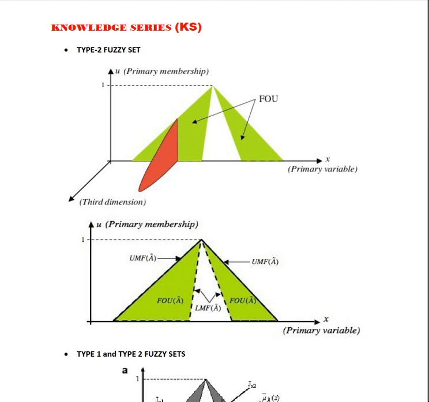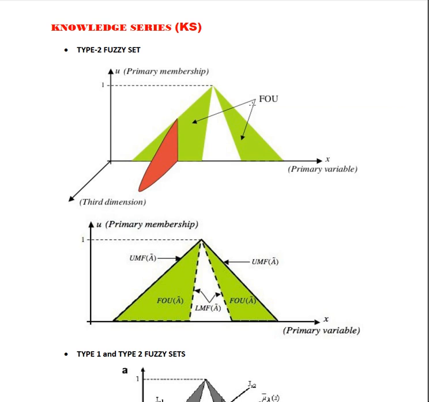So a cross section, one slice of the third dimension that has been projected from a two-dimensional domain, is called the footprint of uncertainty. The third dimension value is the value of the membership function at each point of the two-dimensional domain. That is called the footprint of uncertainty, or FOU. That is what we term it.